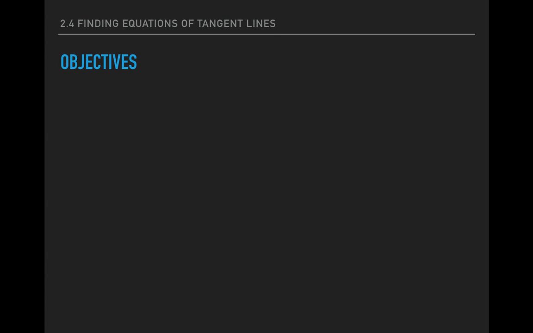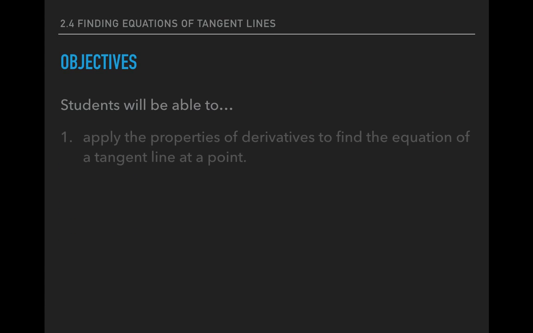So your objectives as a student are going to be to apply the properties of derivatives to find the equation of a tangent line at a point. So we're going to get to use the properties that you saw in the last lesson and find the equation of a tangent line at specific points.